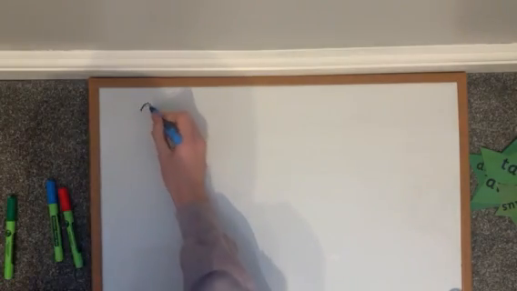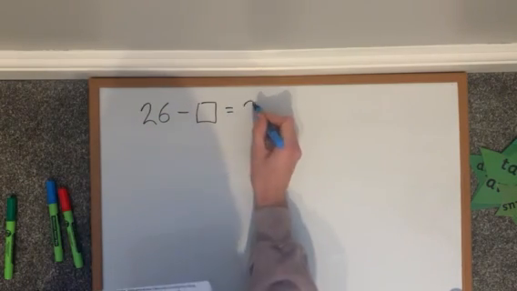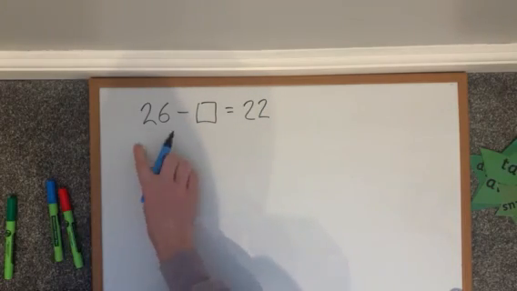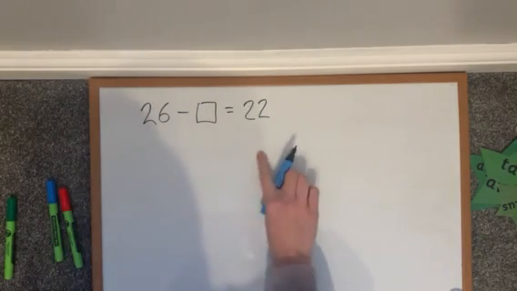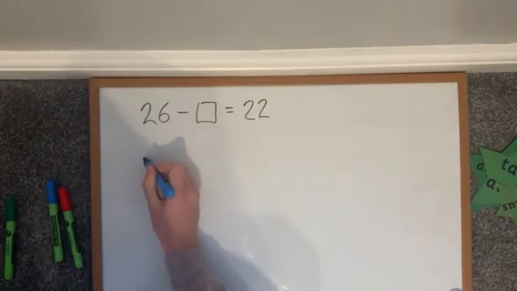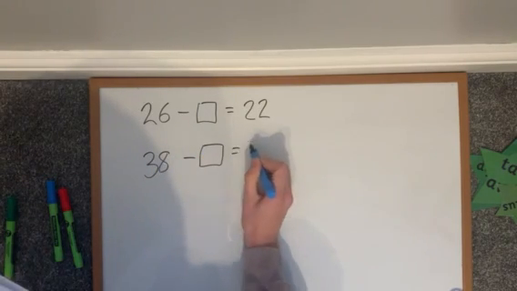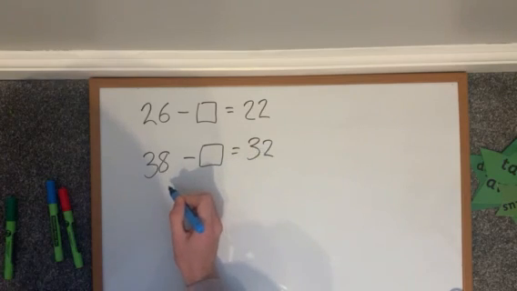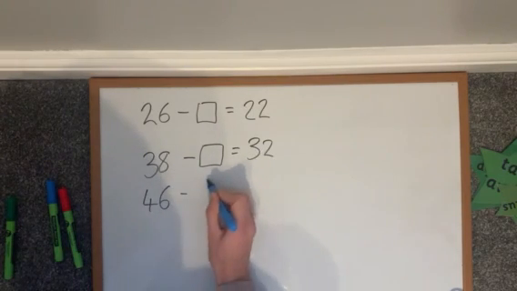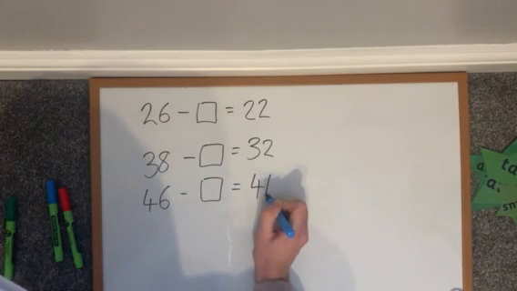Okay, so you use your part wholes to help you with this one. Use your Deans as well. So your number sentences are 26 take away something equals 22. So you're going to change it into an addition number sentence underneath. What addition number sentence will help you work out that missing number? You're also going to have 38 take away something equals 32. 46 take away something equals 41.